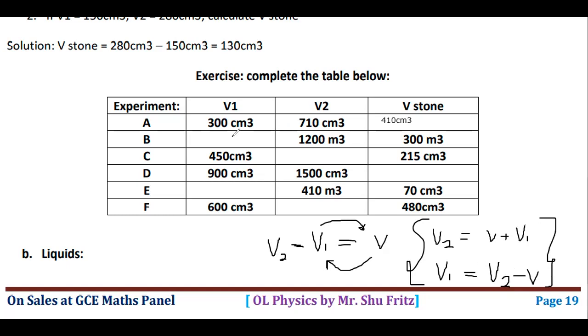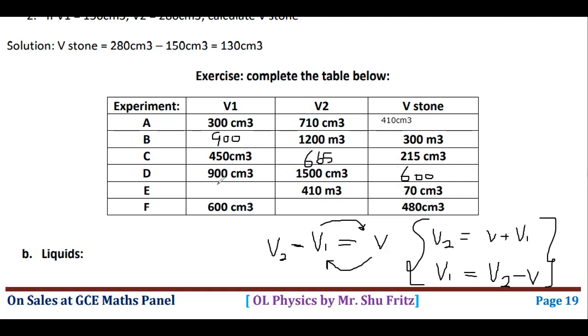So we can use all of this now to complete this table. Here I'm looking for V1. V1 is V2 minus V, so 1200 minus 300 is 900 cm³. Here, V2 should be equal to V plus V1, so I have 450 plus 215, that will be 665 cm³. V stone here is just a difference: 1500 minus 900 gives us 600 cm³.